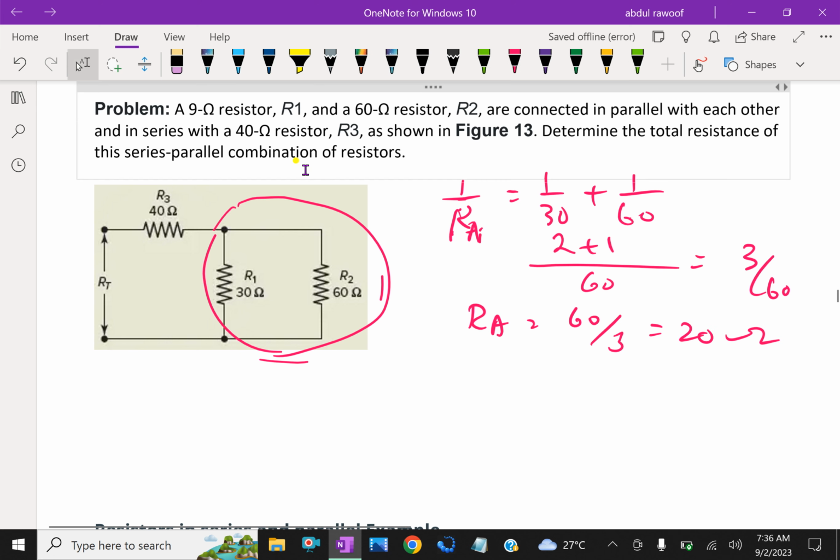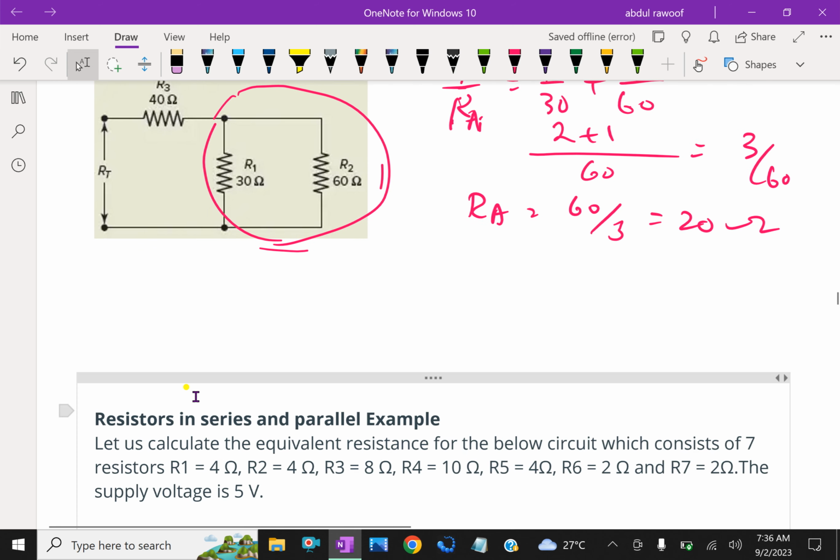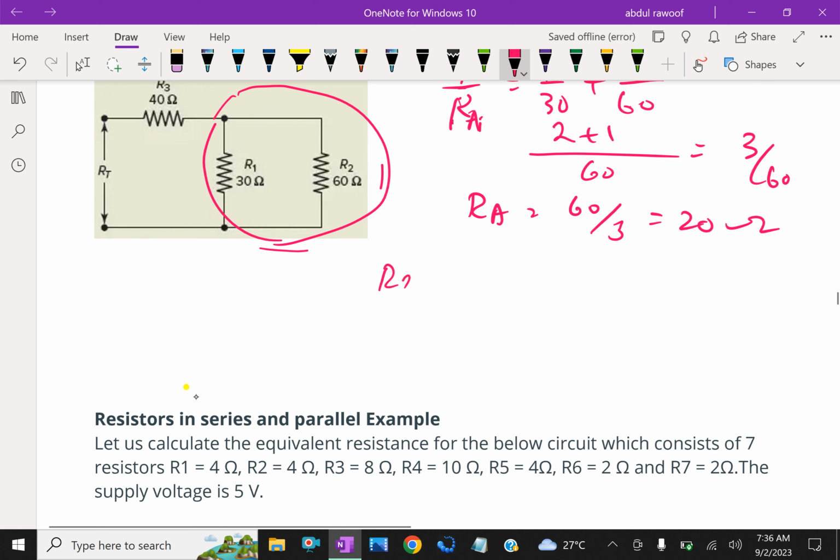This altogether is 20 ohm. The 20 ohm is in series with 40 ohm. That is R effective. R effective equal to 20 plus 40 equal to 60 ohm.